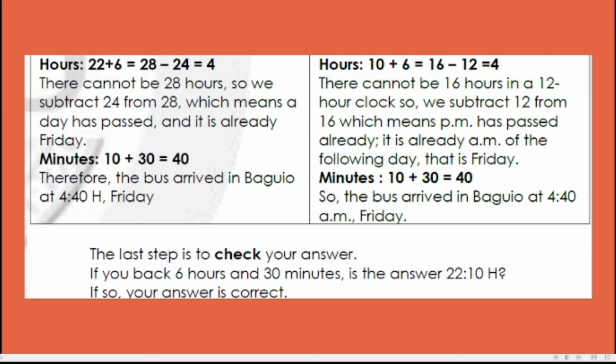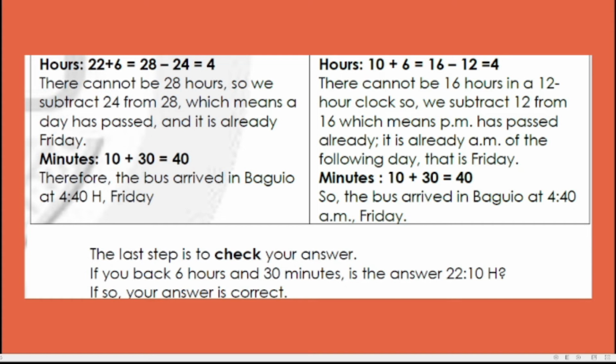In the 12-hour clock, hours: 10 plus 6 is equal to 16, minus 12 equals 4. There cannot be 16 hours in a 12-hour clock, so we subtract 12 from 16, which means PM has passed already, and it is already AM of the following day, that is Friday. Minutes: 10 plus 30 is equal to 40, so the bus arrived in Baguio at 4:40 a.m.